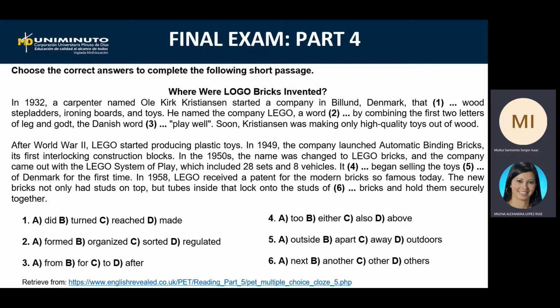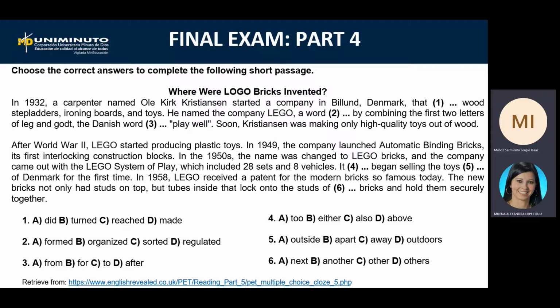The Danish word for play well. This is C. What is two? Remember, two. The Danish word... no, okay, so it's four, because it forms. Four, okay. The Danish word for play well. Yes, that's the Danish word for it. That will be B. Four. Good.